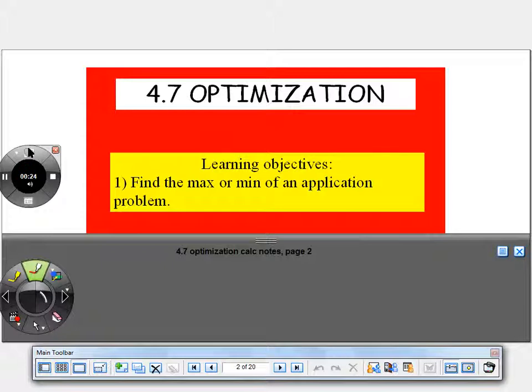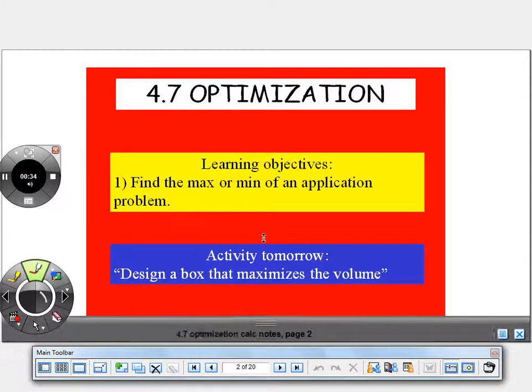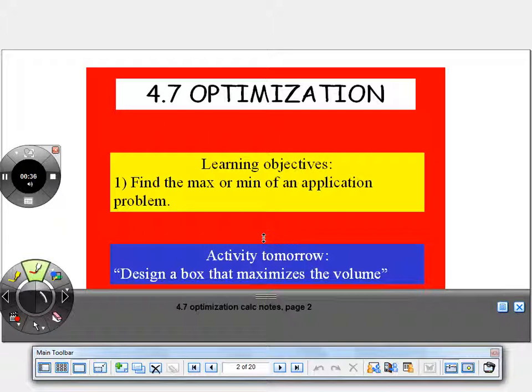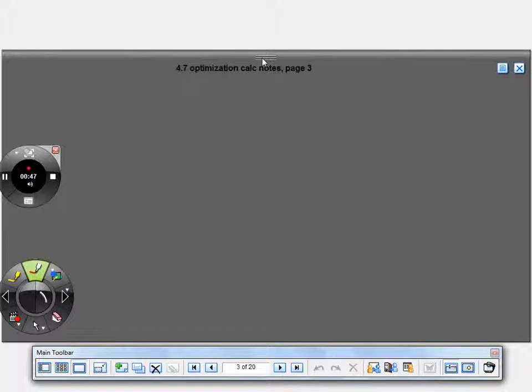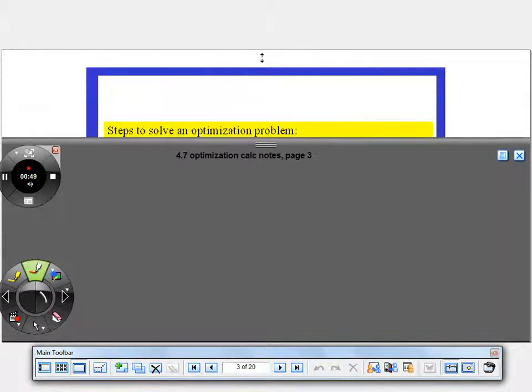So really what we want to do is optimize, meaning you want to find the maximum or the minimum of an application type problem. Okay? And there are some really good steps to this. And then tomorrow, tomorrow being Friday, we'll do a little box exploratory activity that really helps with this as well.